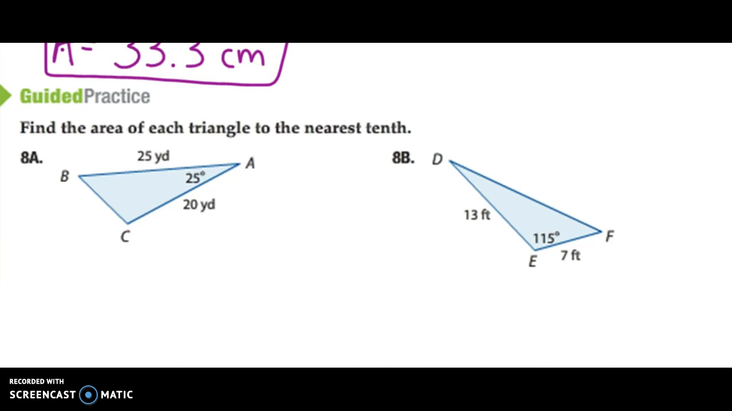Here's a couple guided practice problems. Feel free to use those and to practice using this formula.